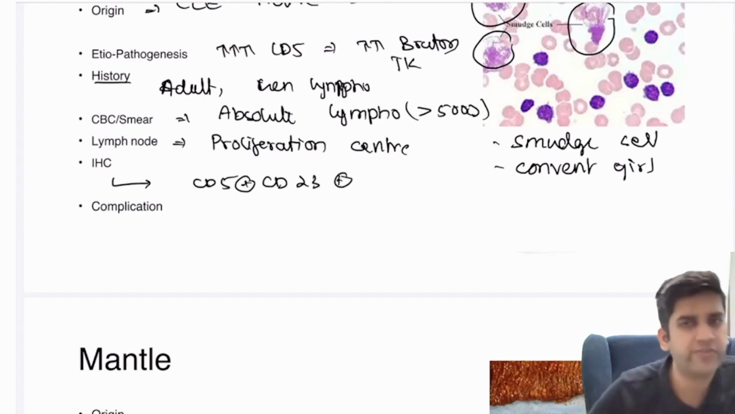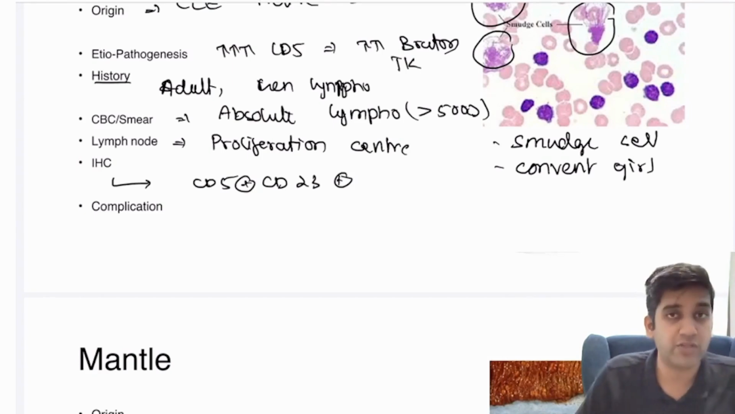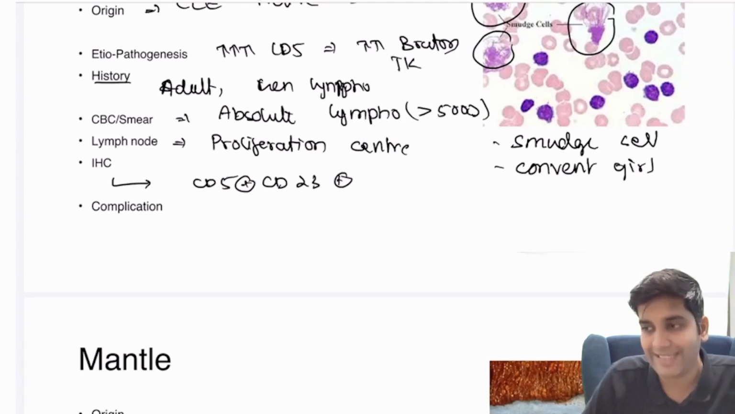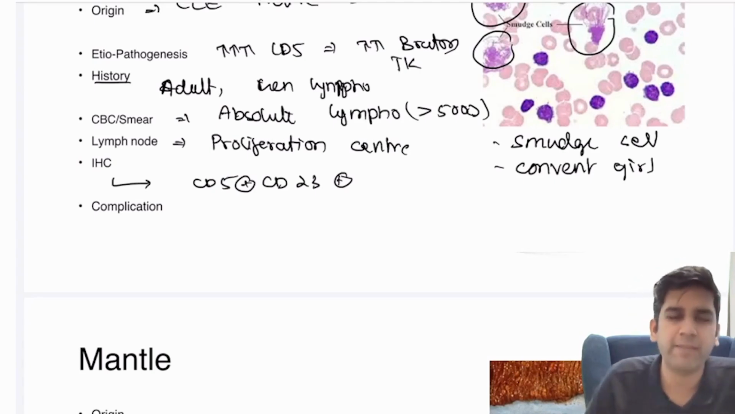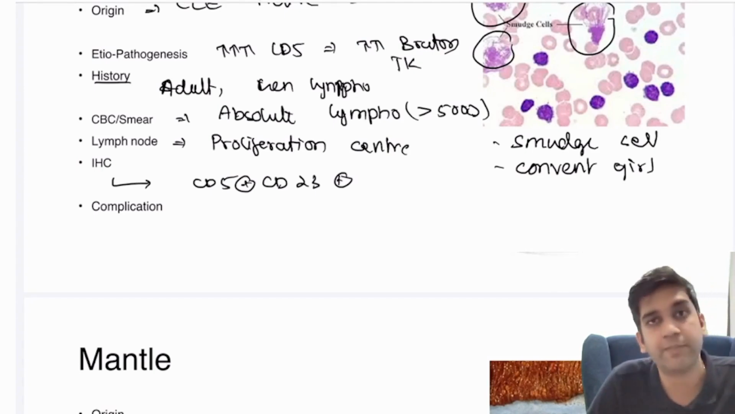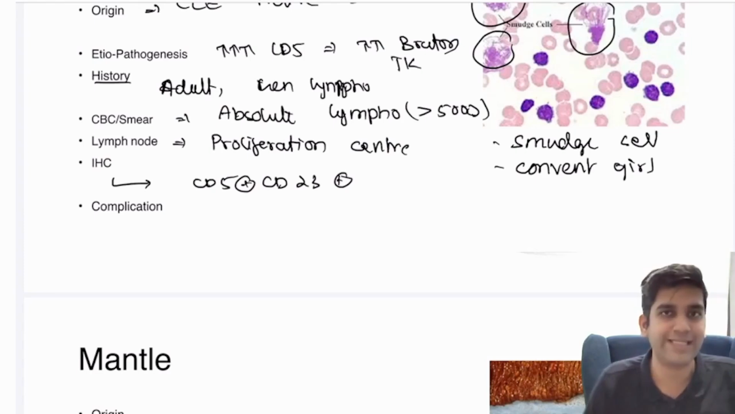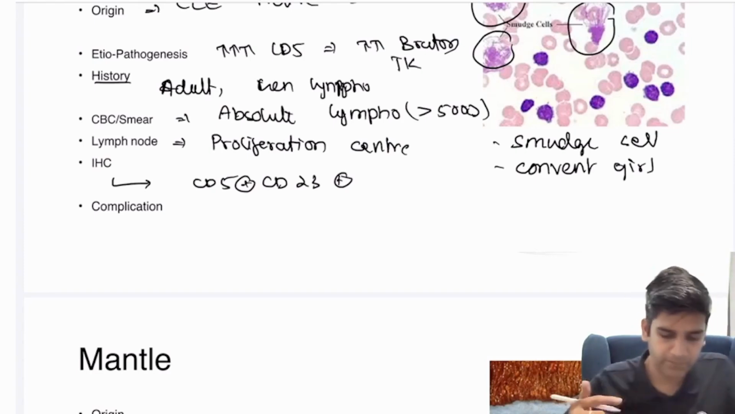IHC, like I said, I want you to remember this: CD5 positive, CD23 positive for CLL. This is the most important thing I'm looking for. CD5 positive and CD23 positive is diagnostic of a CLL. And in the case of mantle cell lymphoma, there's a little bit of an alteration where cyclin D1 comes positive. In mantle cell lymphoma, CD5 is also positive, but cyclin D1 becomes positive and CD23 becomes negative. Fine. Okay.